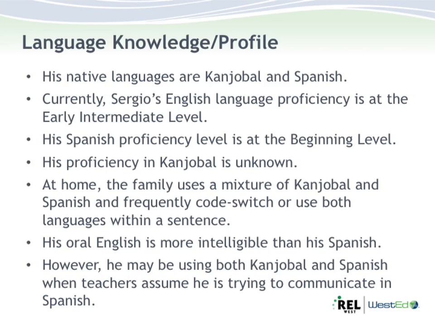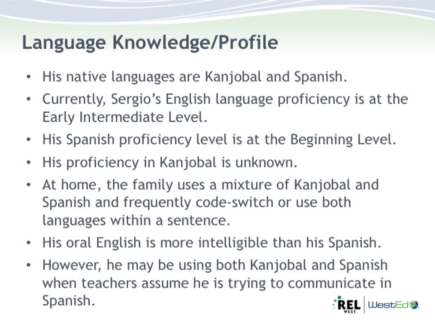Okay, so we're going to look at a student as we go through these components, and his name is Sergio. Here is a little bit about Sergio's language background. Sergio is a boy who currently lives in Portland, in my region, and his native languages are Conjobal, which is a Guatemalan dialect, and Spanish. His English proficiency level is currently at an early intermediate level, like a level 3, sort of midpoint in that language continuum. His Spanish proficiency level is at a beginning level, but his proficiency in Conjobal is unknown because we don't have anybody that speaks that in our system.